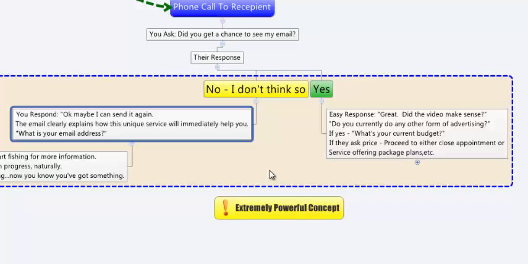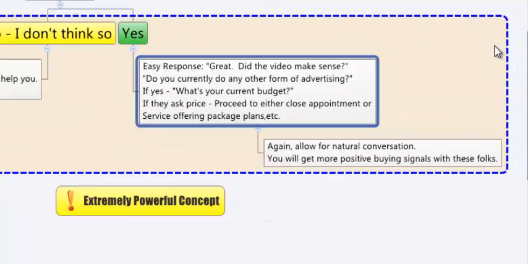Do you currently have or do any other form of marketing? If yes, all right, well, what are you currently spending? If they ask for pricing, again, you can proceed to either close the appointment or the service offering package or plans, whatever it is that you're offering. And this is really something that can allow for natural conversation. You'll get more positive buying signals with these folks when you don't push, you instead ask questions.